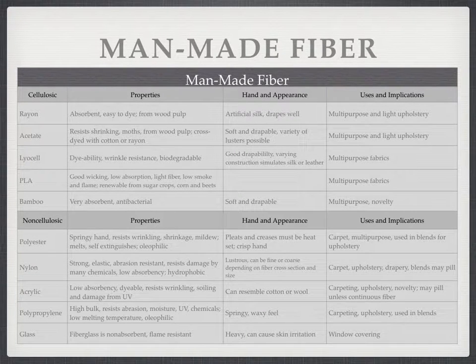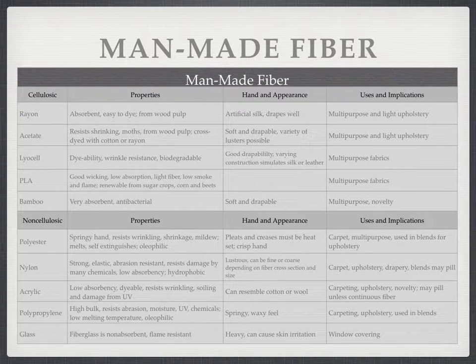Now onto the man-made fibers. In man-made fibers, we have cellulosic fibers or non-cellulosic. So cellulosic means that it comes from a plant but has been altered chemically and mechanically. And then non-cellulosic means it's totally man-made, not deriving from any type of plant or natural material. So in cellulosic, we have rayon, acetate, lyocell, PLA, and bamboo.